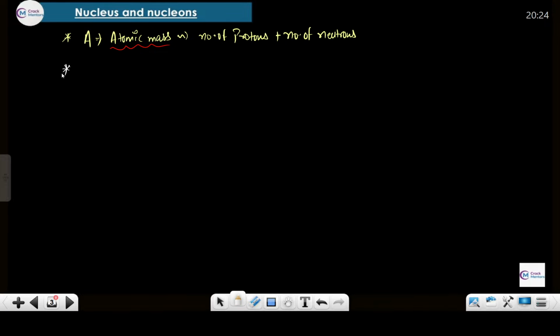There is another important term, which is called Z, also known as atomic number. What is this atomic number? Atomic number is the number of protons.